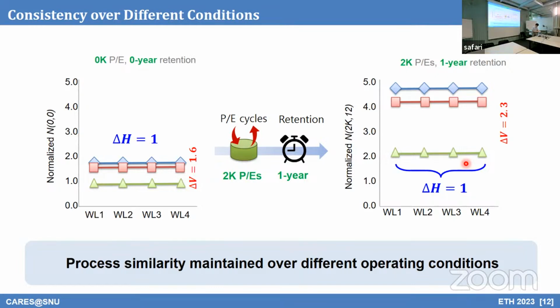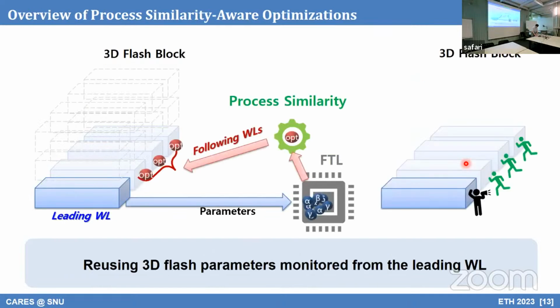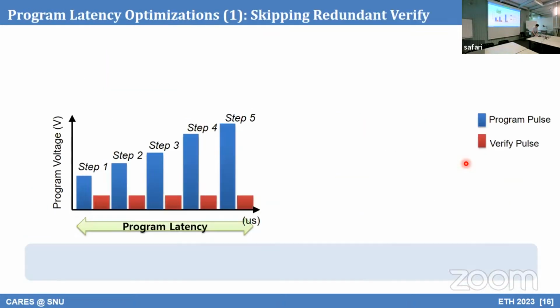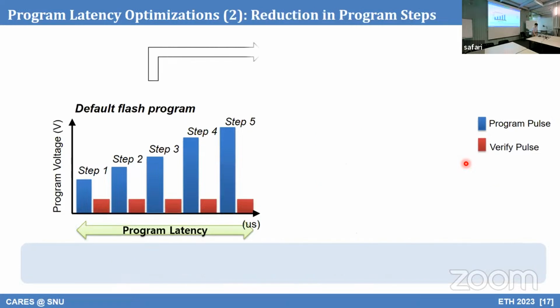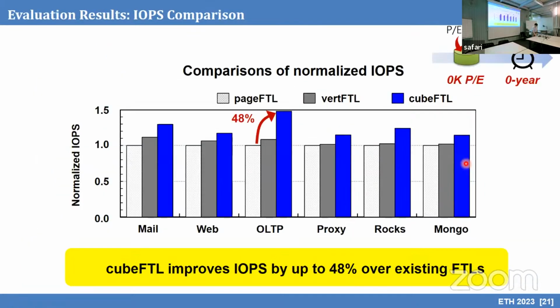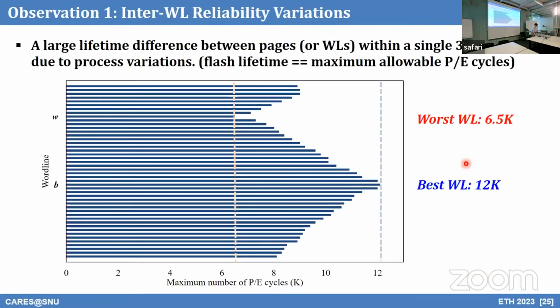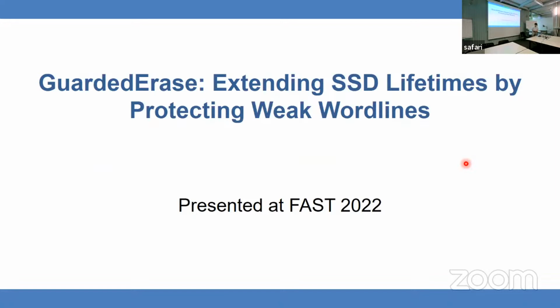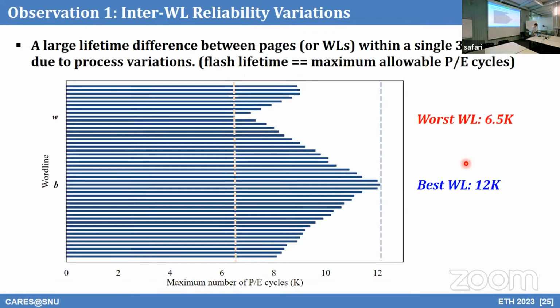Okay, let me go to the next topic. The second one is about process variability, because process variability has been there for a long time. Here we used process variability because we wanted to extend the SSD lifetime. The better way of extending SSD lifetime, we propose something called guarded delays. Let me focus on the key ideas here.